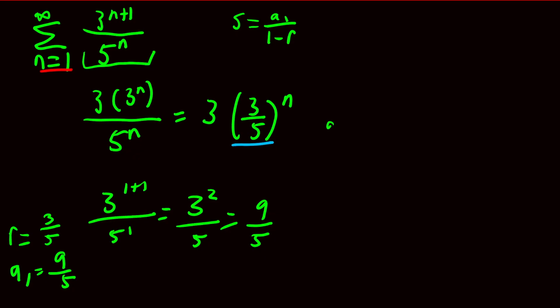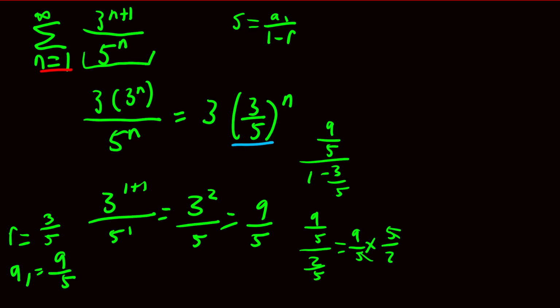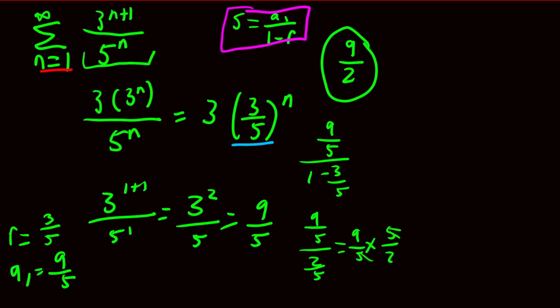So now all we have to do is plug it in. a1, 9/5 over 1 minus 3/5. So this is 9/5 over 2/5, which is 9/5 times 5/2, which means the sum is 9/2, and boom. That is our answer. So this is not necessarily hard. This is just something you guys want to have on lock, especially this formula right here. It's very, very, very useful.